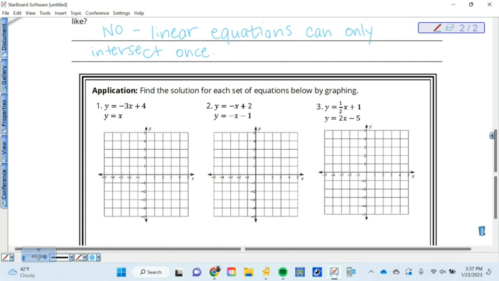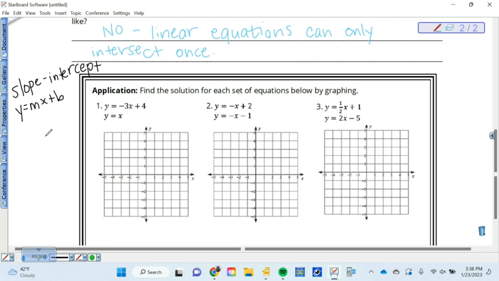Okay, finding the solution to each set of equations by graphing. So in order to find a solution to a system of equations by graphing, we just need to graph both of those lines. So for each one of those, you're going to graph two lines. What form are all 6 of those equations in? 1, 2, 3, 4, 5, 6. Slope intercept. What does slope intercept form look like? Excellent. Y equals mx plus b.